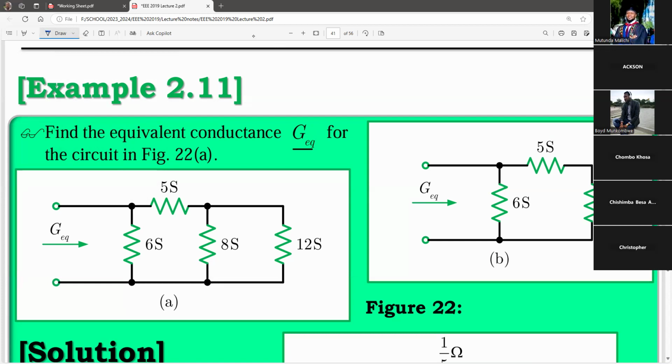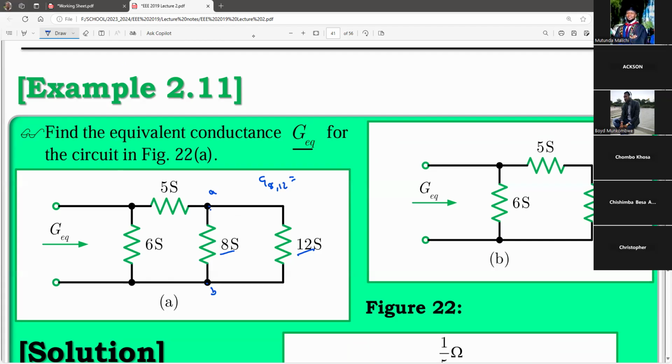resistors 8S and 12S, these two resistors are connected in parallel. Why? Because now we can see that they are both connected to these points, let's say A and B. The terminal of 8 is connected to A, and the other terminal of 12 is connected to A. The second terminal of 8 is connected to B, and the second terminal of 12 is connected to B. So these two are in parallel.